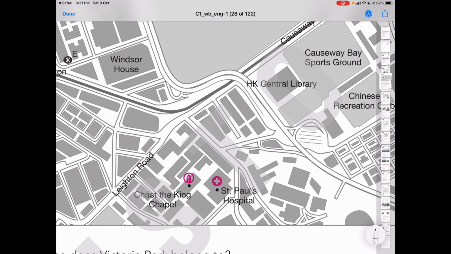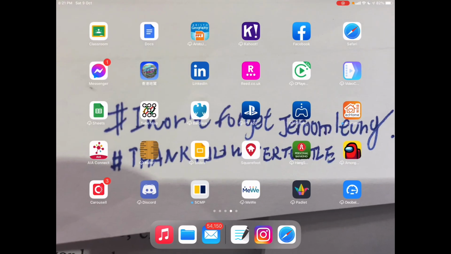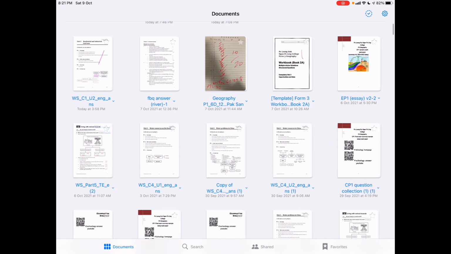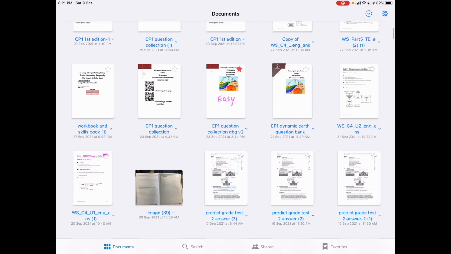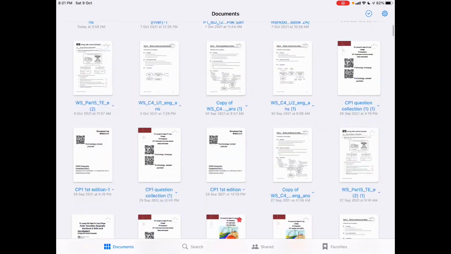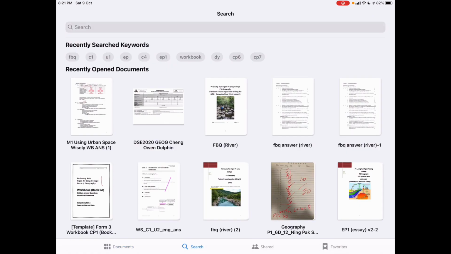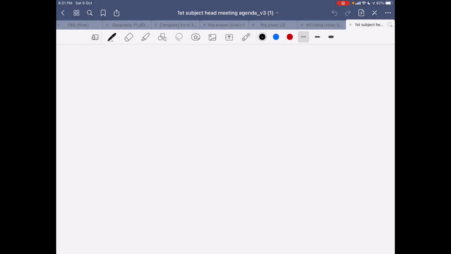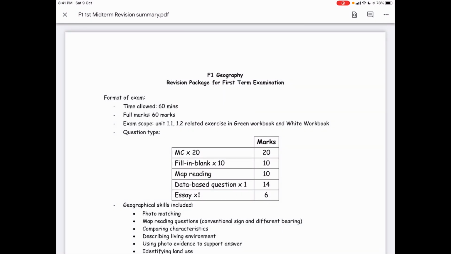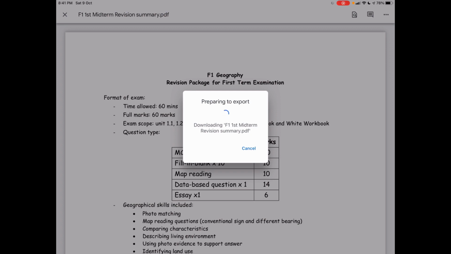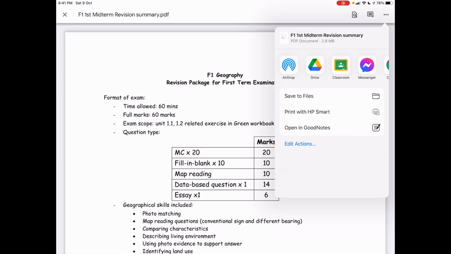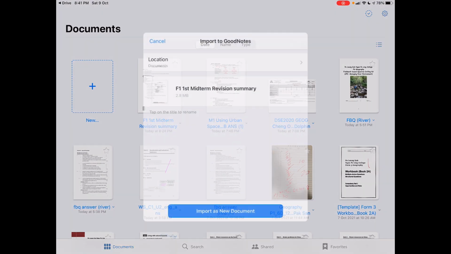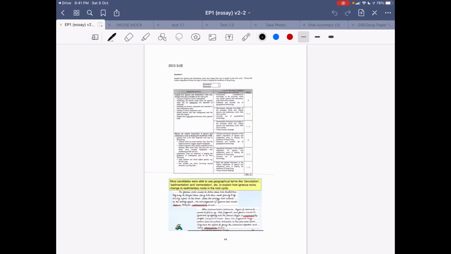In terms of the notes, I do have a page which tells you that we have different kinds of direction. Let me find the summary notes. Not this one. So we are talking about the summary, where we can find the different kinds of direction or conventional signs we can find in the workbook. I would like to show you the summary as well.